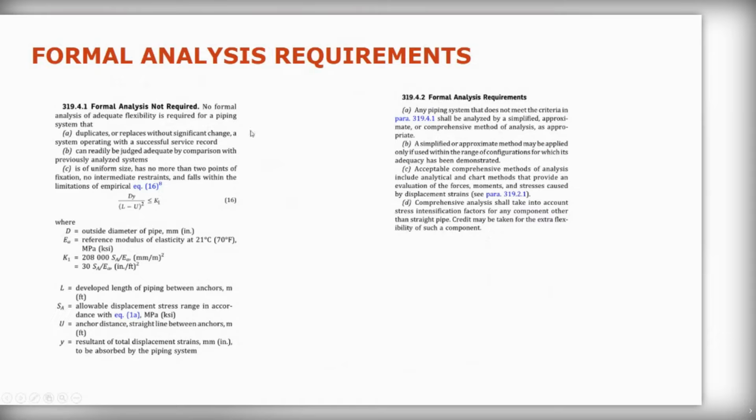So what do the codes say? Well, they say that you do not need to do formal pipe stress analysis if this piping is duplicating or replacing, without significant changes, a system operating with a successful service record. So what they're saying is, if it's proven by in-service operation, then you don't need to do pipe stress analysis, because we know that it must work. Or if it can be readily judged adequate by comparison with the previously analyzed system.